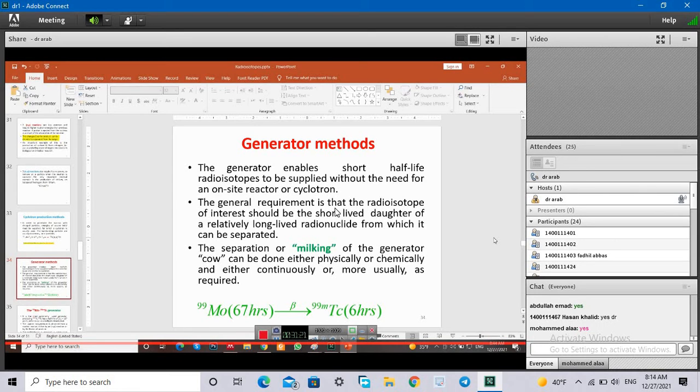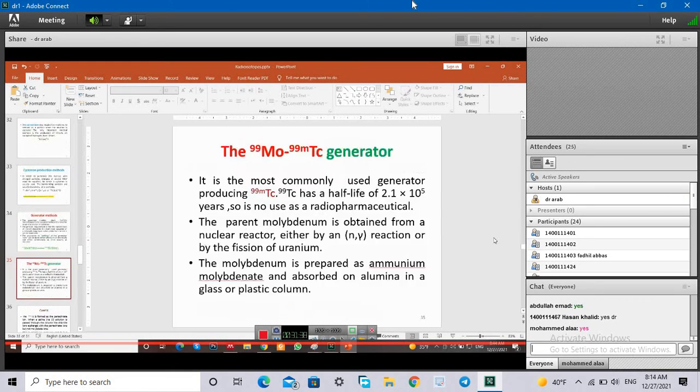For this aim, the radionuclide of interest, the daughter, should have a short half-life, and the mother radionuclide should have a long half-life. As far as you remember, I said the separation of the daughter from the mother in the generator is called milking. The common radionuclide produced in a generator is technetium 99m, or technetium in the metastable state. That is a very, very important radionuclide that we use in nuclear medicine imaging.